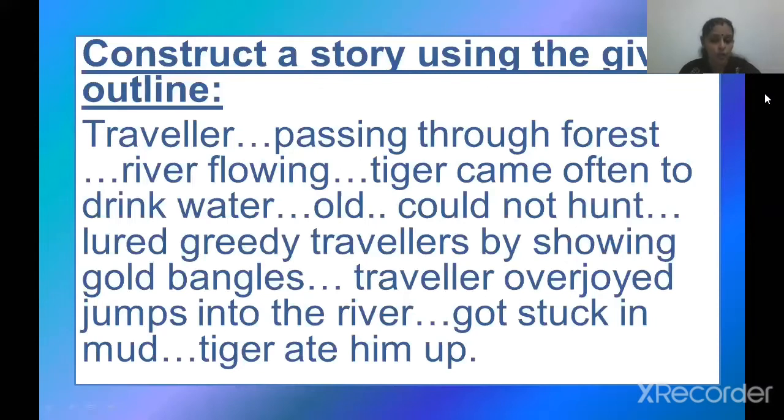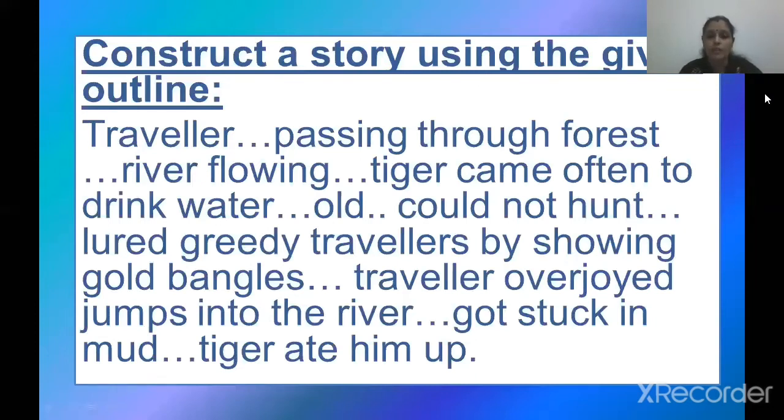Traveler overjoyed, jumps into the river. Put a dash again. Got stuck in mud. Put a dash again. Tiger ate him up.